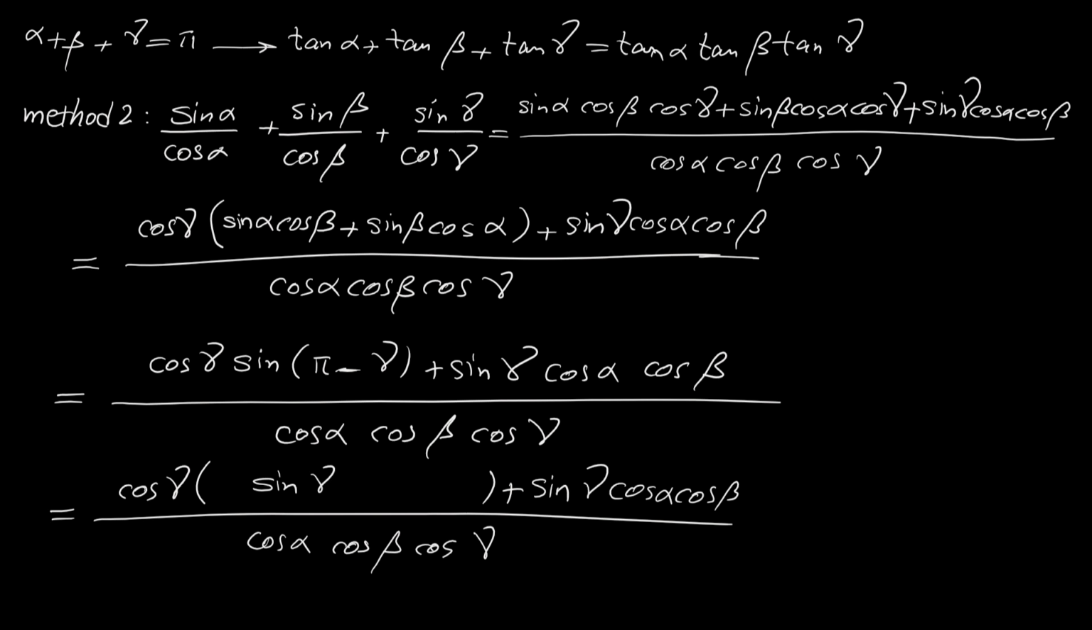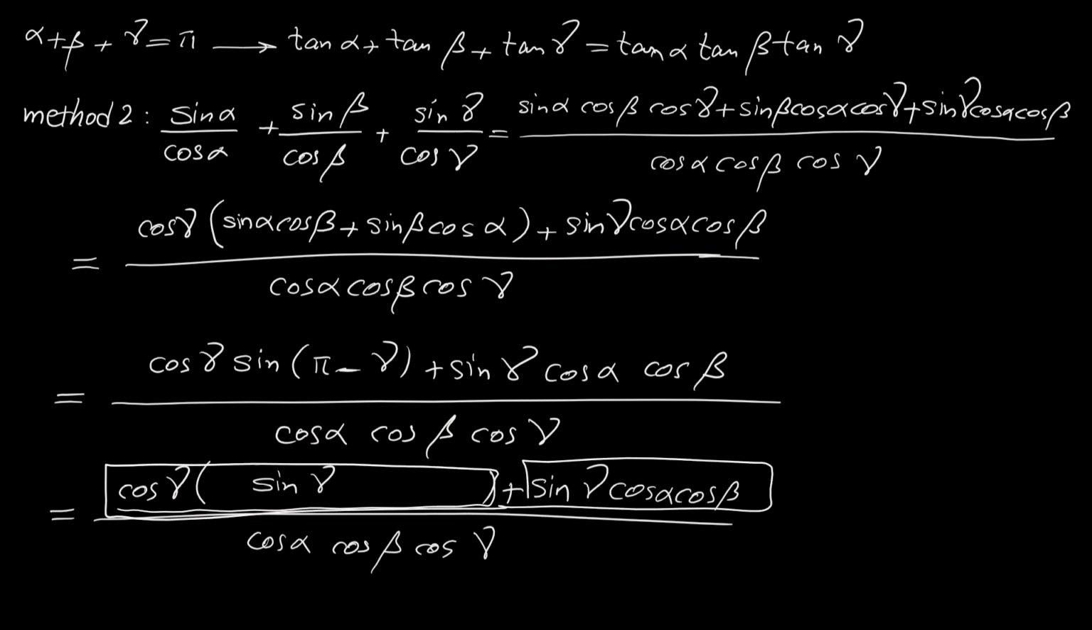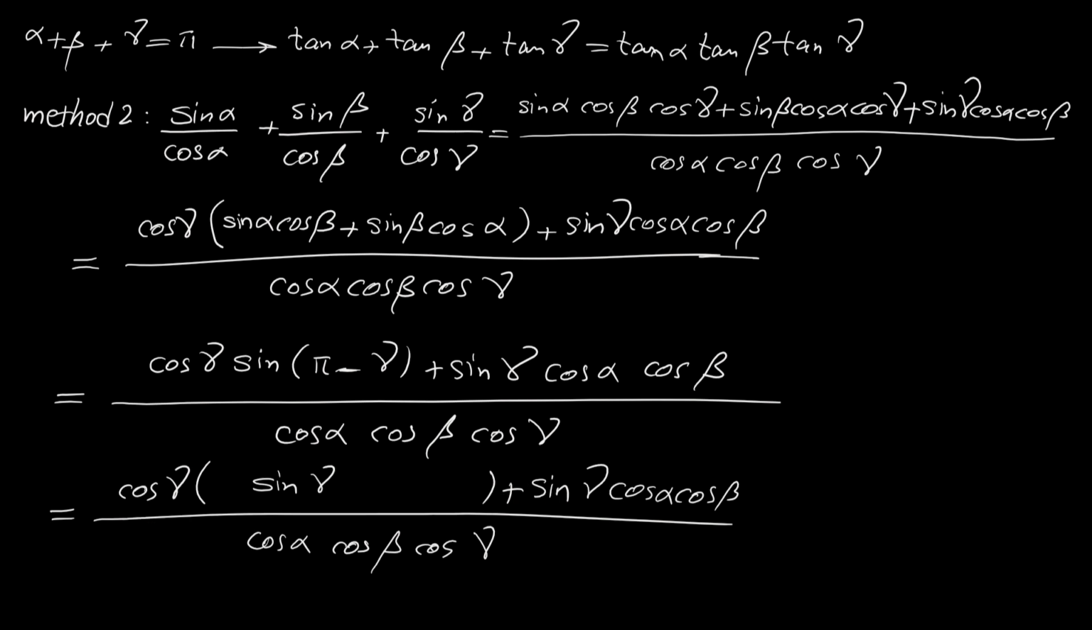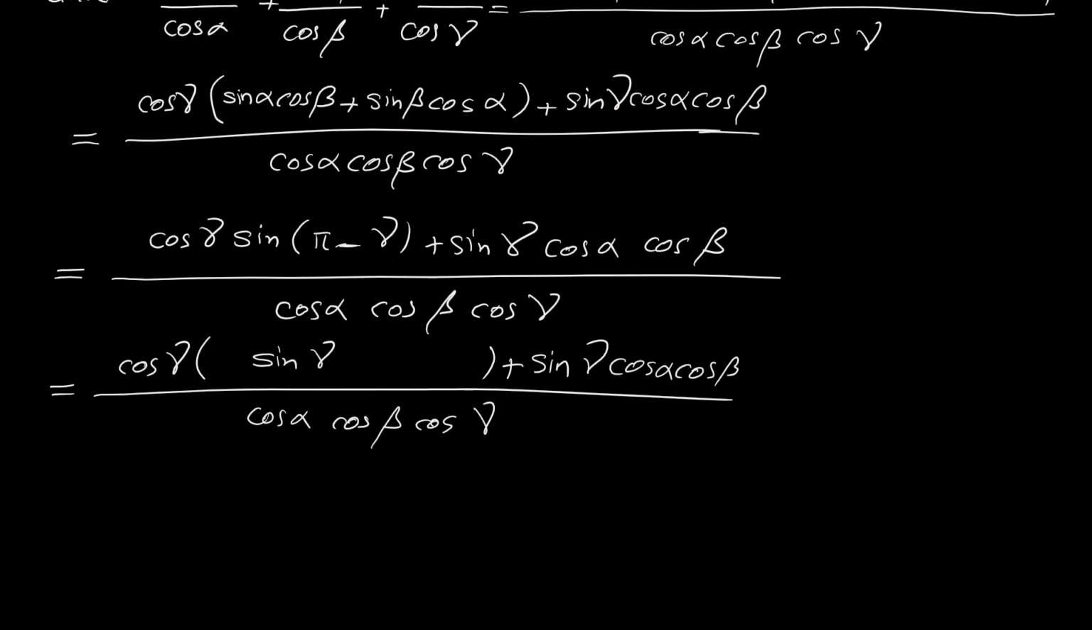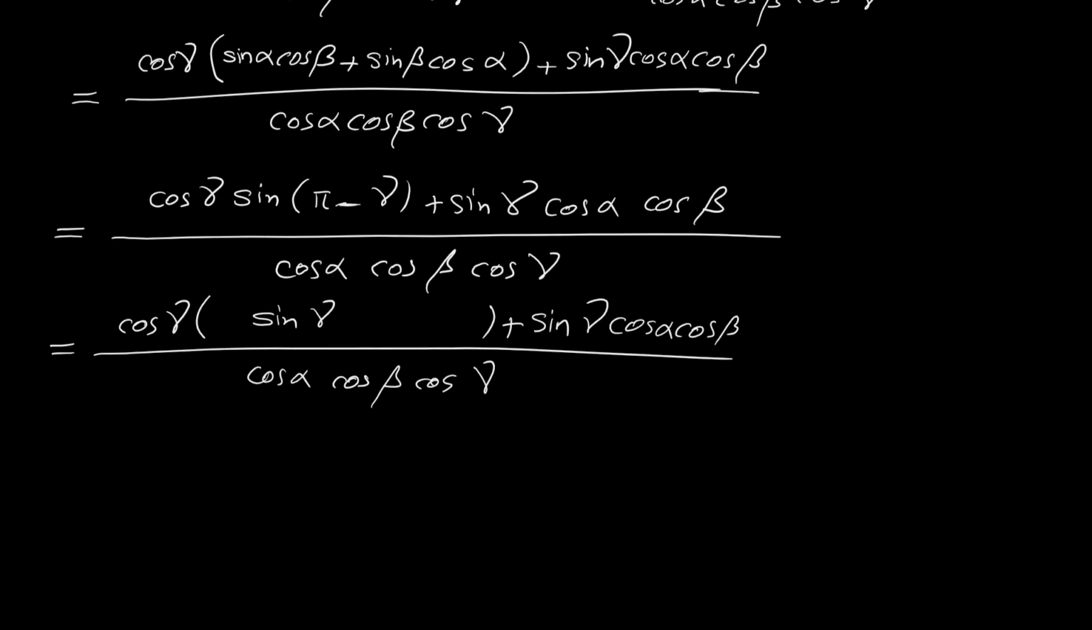Now at this step, look at this term and this term. Sine of gamma is common between these two terms. So we can write this in this form.